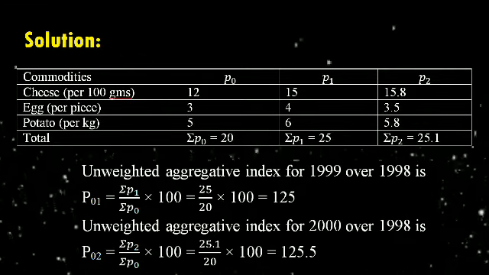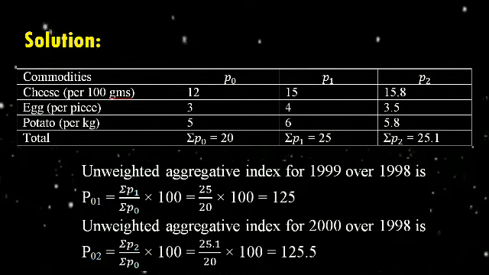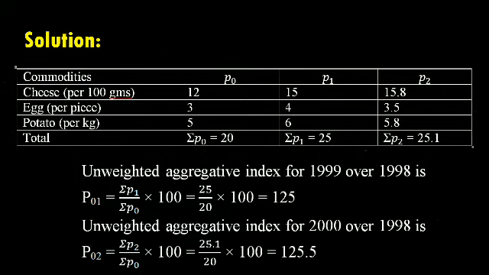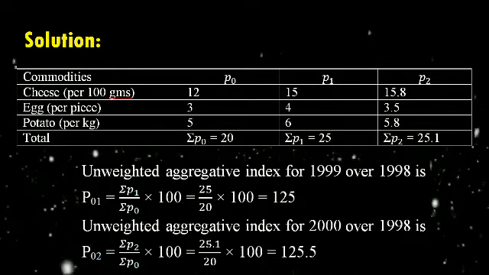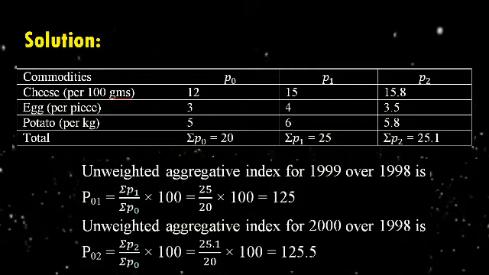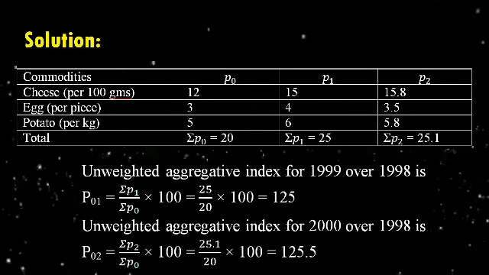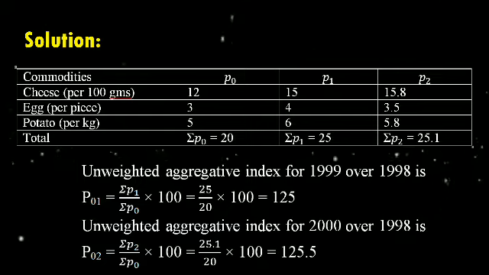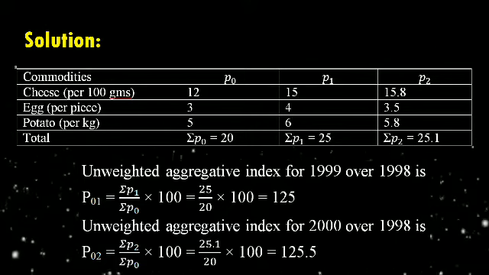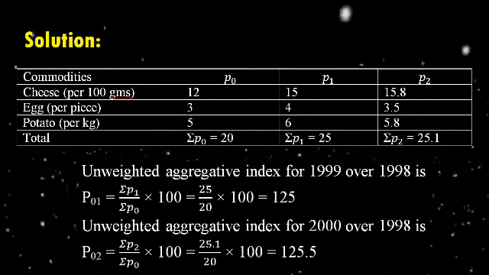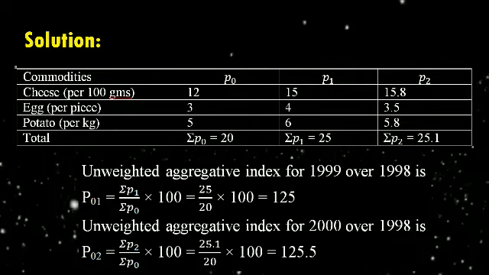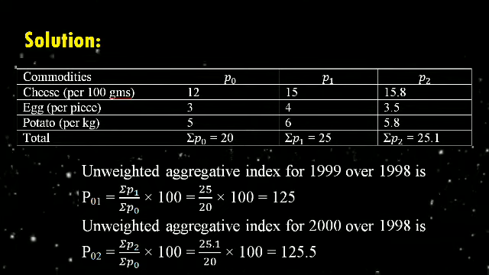That's why, when writing the formula, it is capital P of 0, 2. It is not 1, it is 2, because you are finding it for the second set of data. So P02 equals sigma P2 divided by the same base year, sigma P0, multiplied by 100. Substitute in the formula: 25.1 divided by 20, multiplied by 100, which is equal to 125.5. After that, conclude about the data.